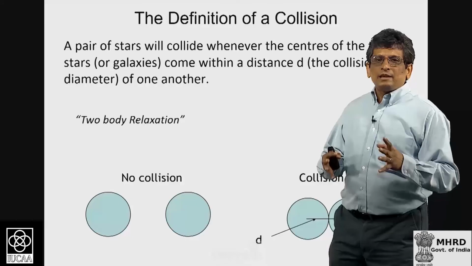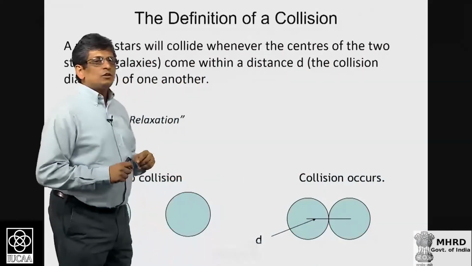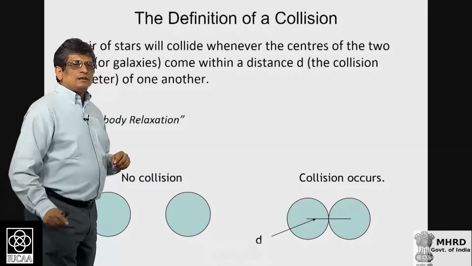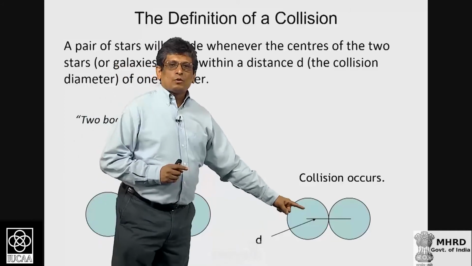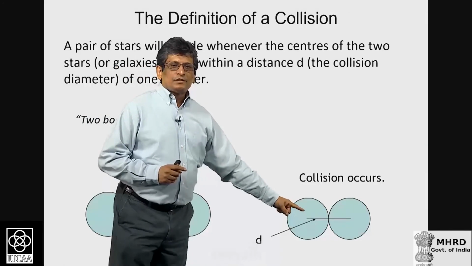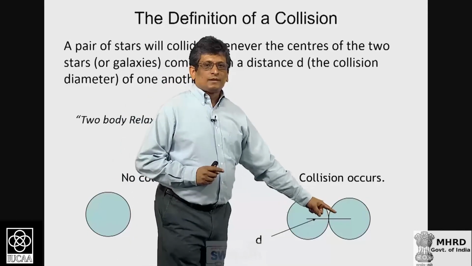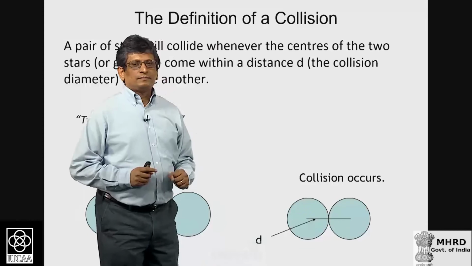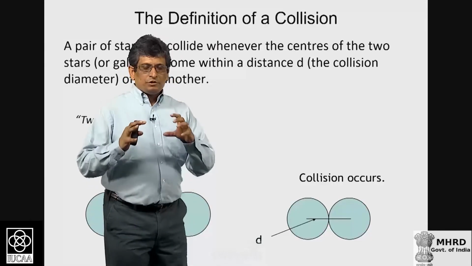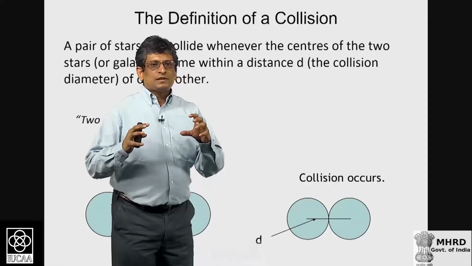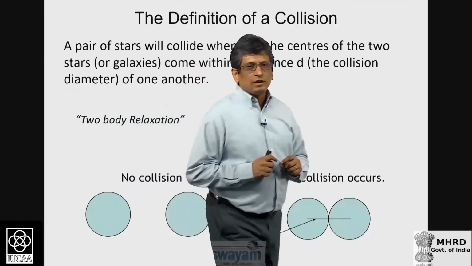Now, say you have two stars, and your definition is that two stars will collide if their centers come close enough such that the distance between them is the diameter of each star, right? If that happens, then we call it a collision. If the two stars are separated by a distance larger than that, then it is not a collision.